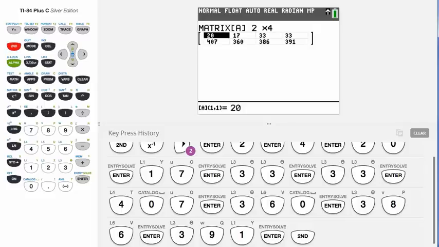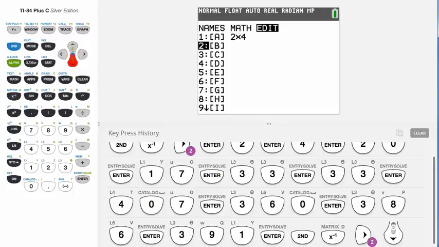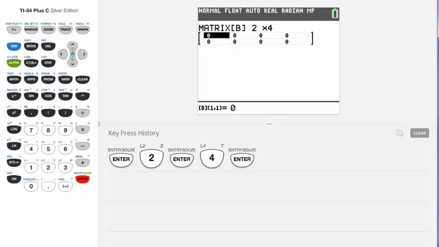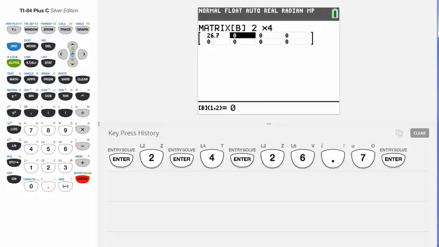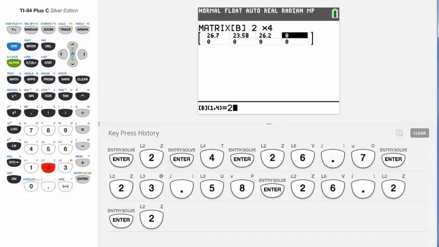Second, matrix, over to edit. I'm going to use matrix B for my expected frequencies. Enter, 2, enter, 4, enter, 2 rows, 4 columns. Starting with diabetes, I have 26.7, enter, 23.58, enter, 26.2, enter, 26.52, enter.